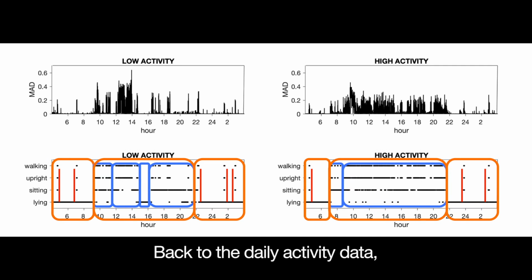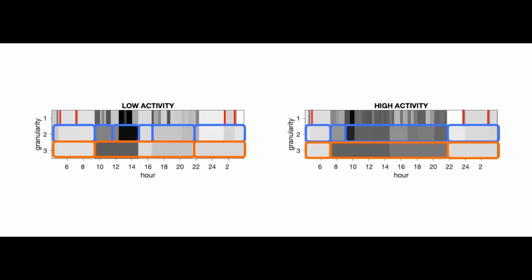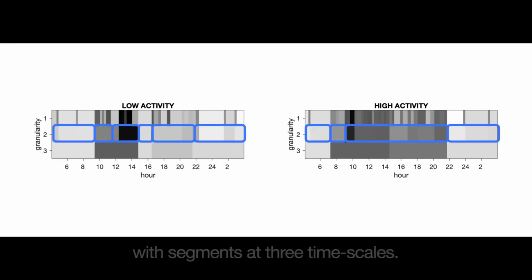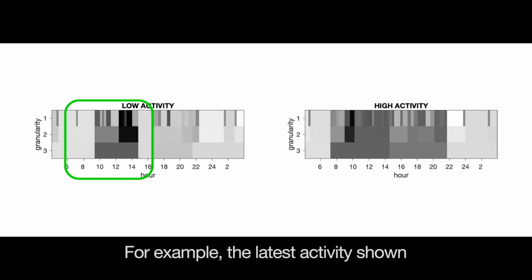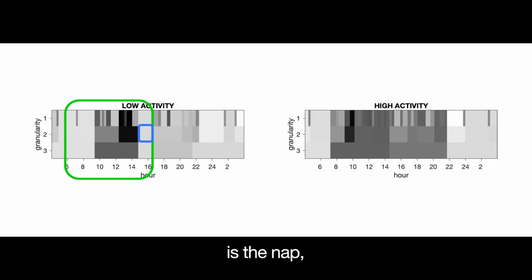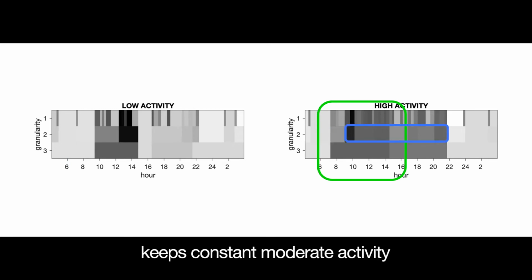Back to the daily activity data, the amount of movement and activities can be summarized in a single structure with segments at three timescales. Each segment represents an activity. For example, the latest activity shown in the music for the low activity person is the nap, while the highly active person, after a slow start, keeps constant moderate activity through the rest of the day.